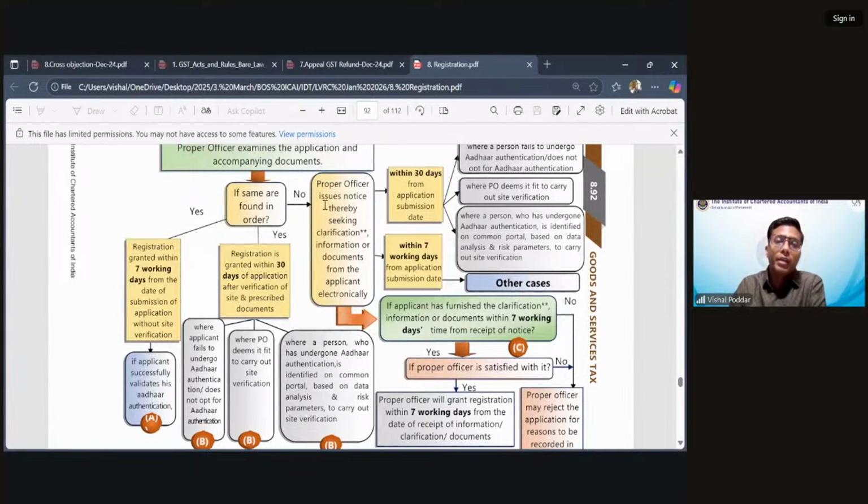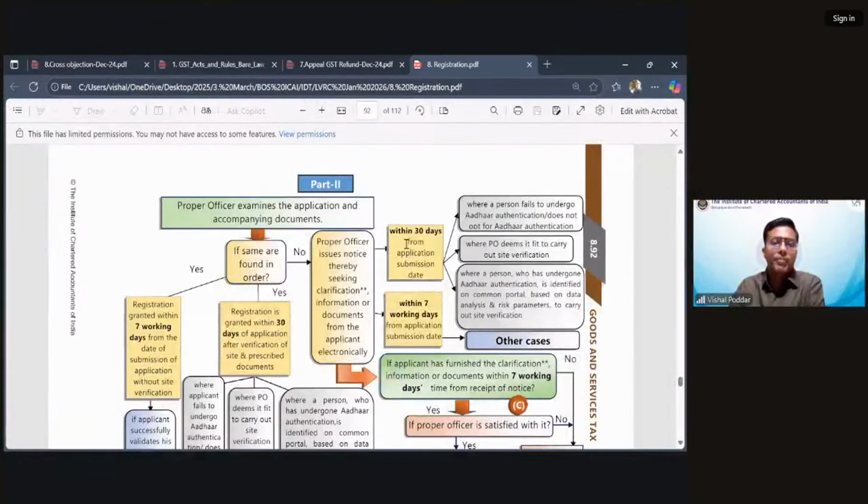But what if the proper officer finds that something is not proper, some document is not correct, or some document is incomplete? In this case, the proper officer will issue notice. Doing what? Seeking clarification or information or documents. This will be done within 30 days from application submission date or within 7 working days from application submission date. Now, when 30 and when 7?